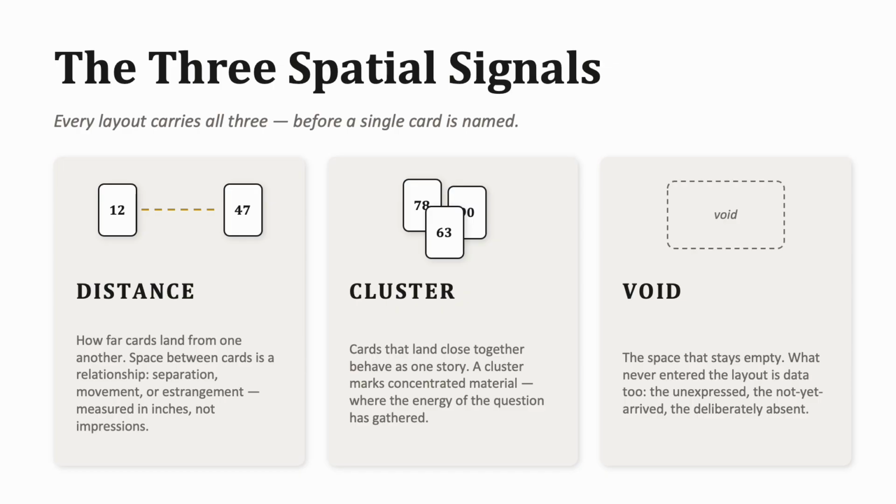Cluster, cards that land close together behave as one story. A cluster marks concentrated material, where the energy of the question has gathered. And void, the space that stays empty. What never entered the layout is data too. The unexpressed, the not yet arrived, the deliberately absent. Learn to see these 3 and you're already reading.